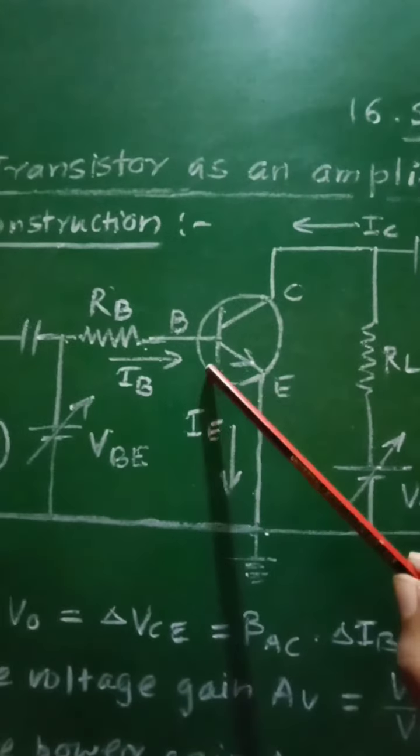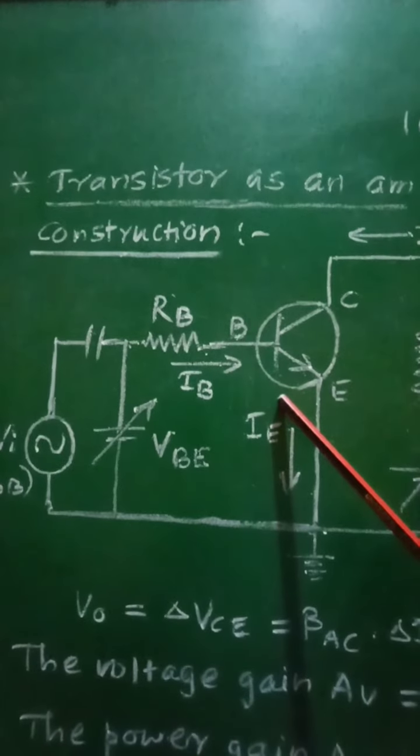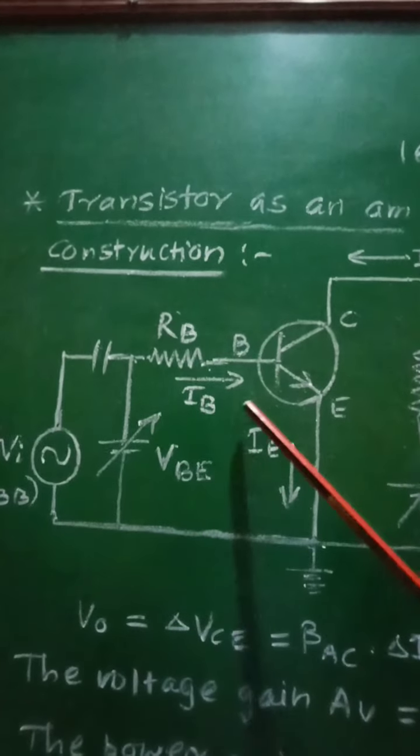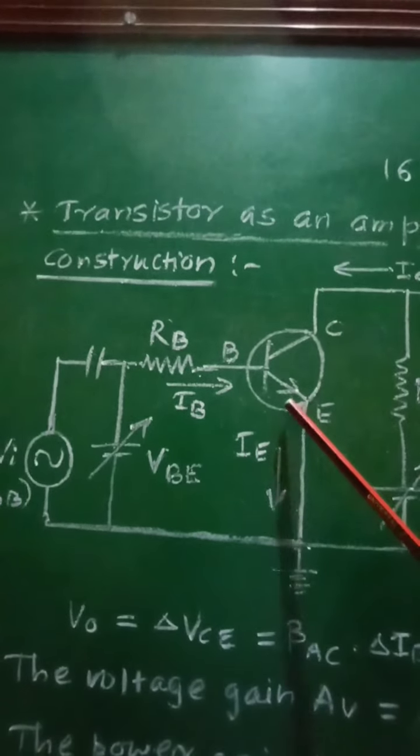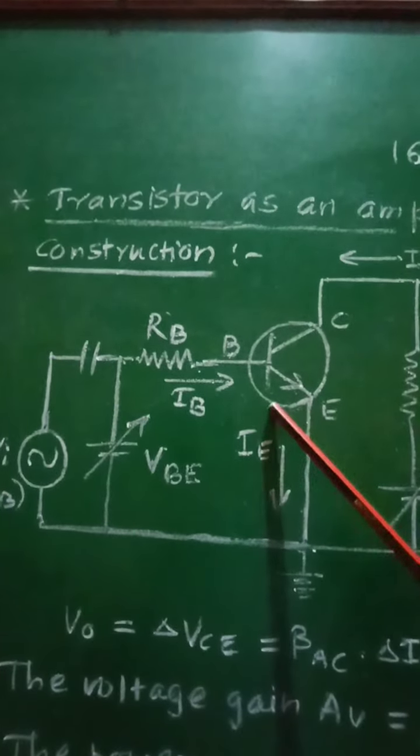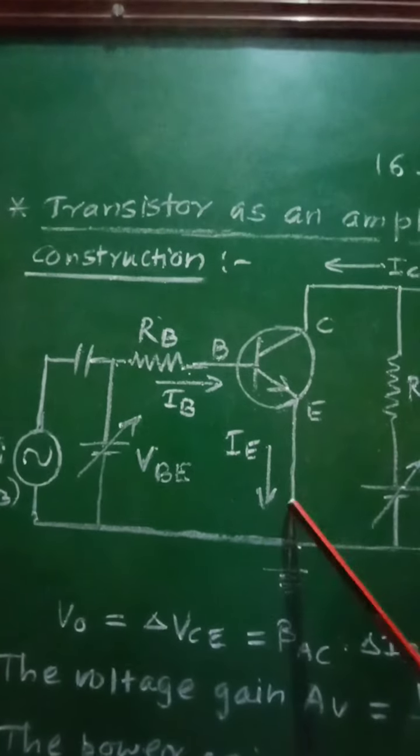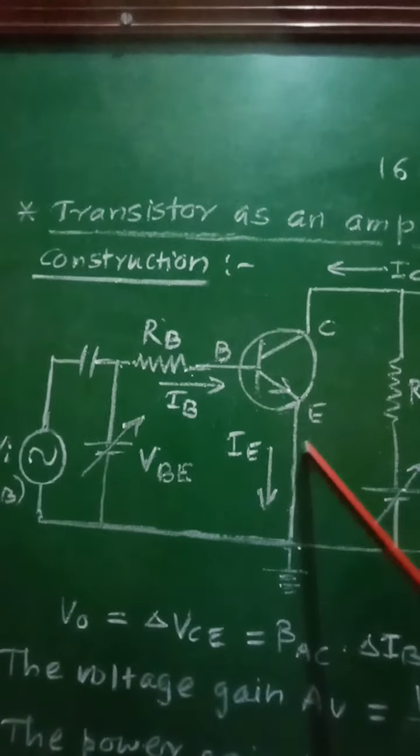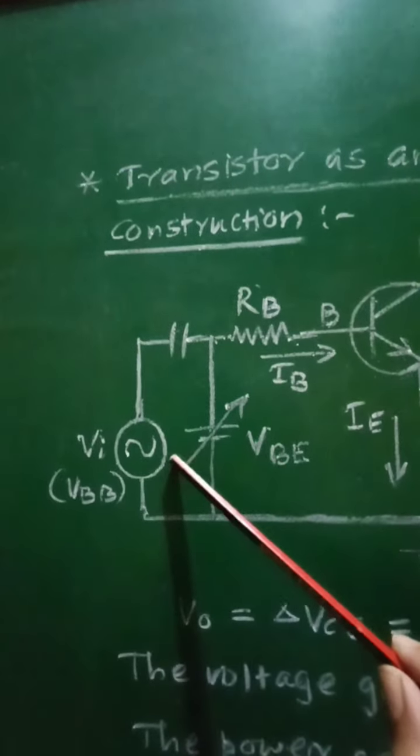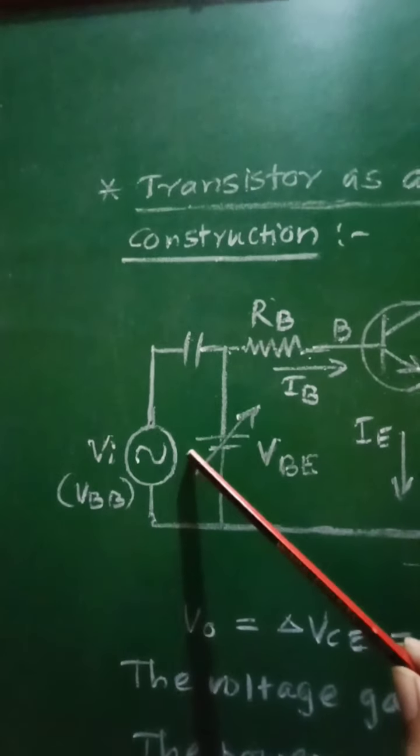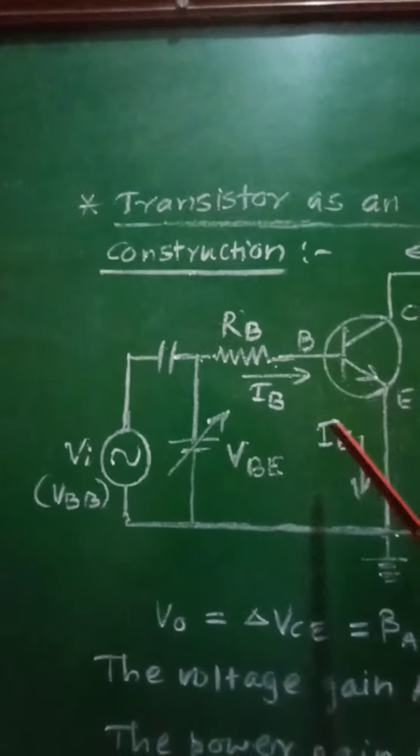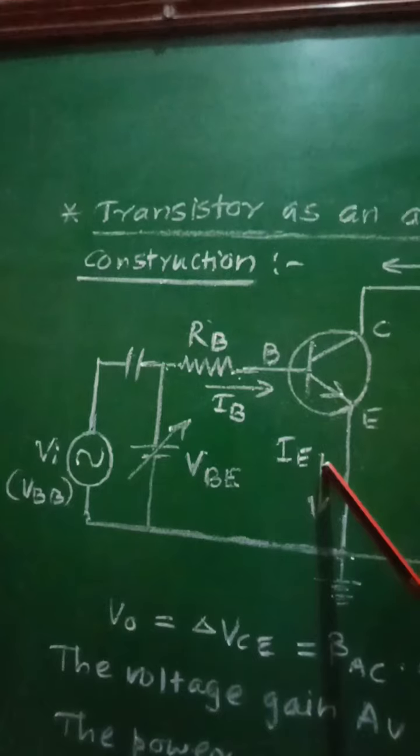If you consider the construction of this transistor amplifier, we have considered here an NPN transistor. So this is the NPN transistor which is connected in common emitter configuration. A small sinusoidal input signal, Vi, is supplied between the base and the emitter of this transistor.